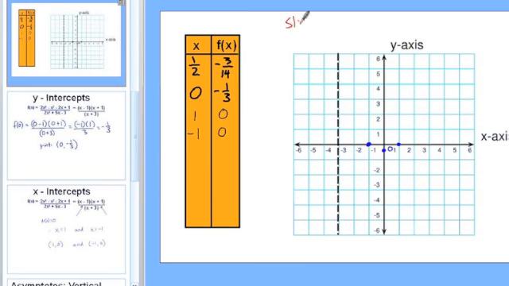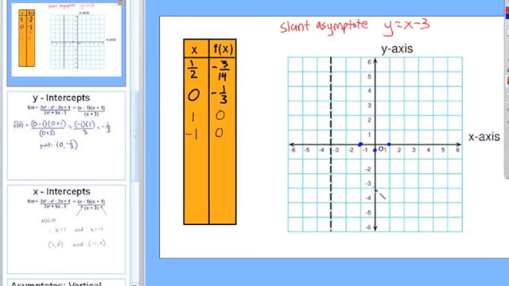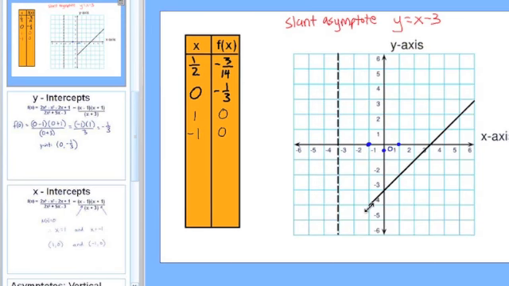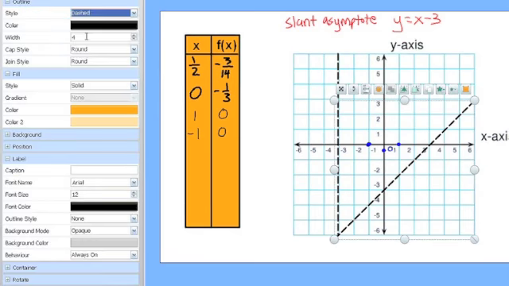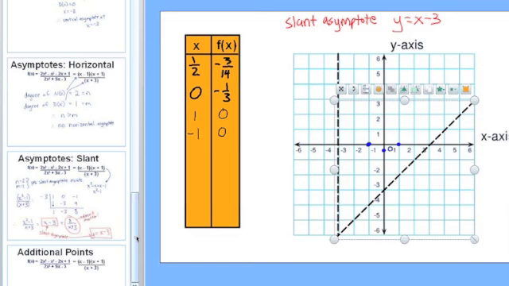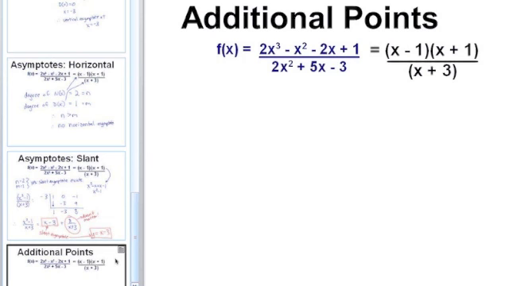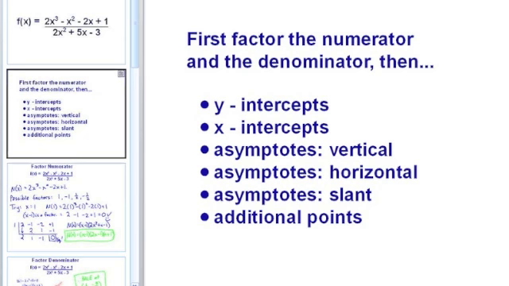Let's graph it. We have the y-intercept, we have the slope, so we can graph this straight line. Keeping in mind again that this is also not part of the function, it's an asymptote, which means the function gets close to it, but not quite at it. So I'm going to change that from a solid line into a dashed line. Okay, what's next on our list of things to do? We've got all the asymptotes, the y-intercept, and the x-intercepts: vertical, horizontal, and slant asymptotes.